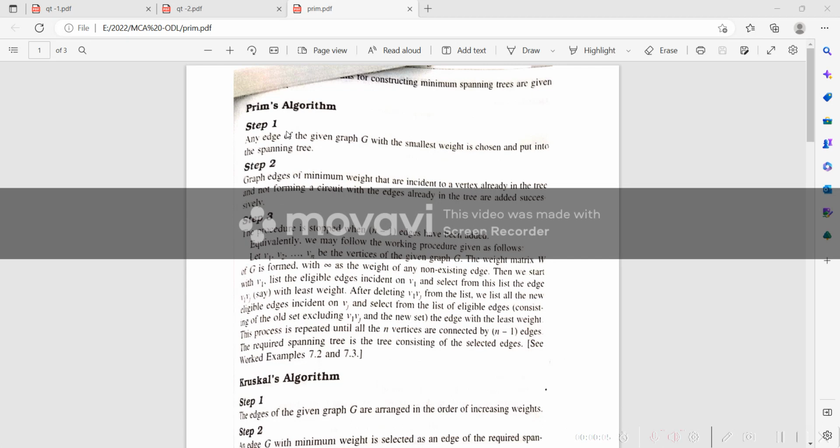Hello students, today we are going to study Prim's algorithm in graph theory. This Prim's algorithm is used to construct a minimum spanning tree of a connected graph. So first we should know the basic terms and terminologies in graph.